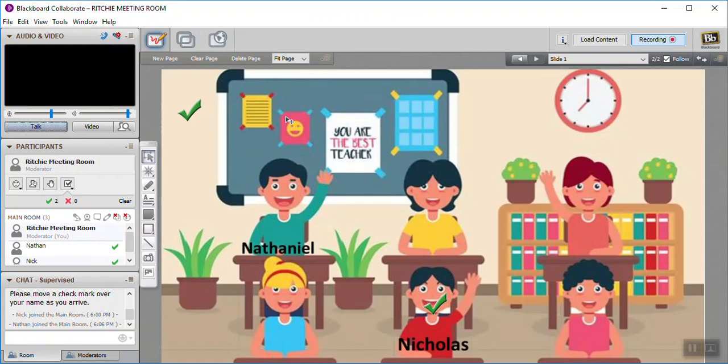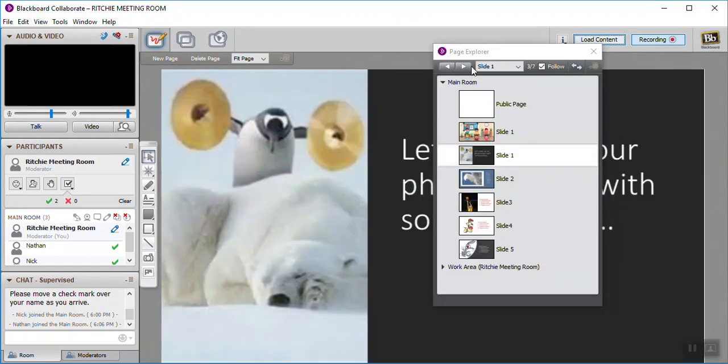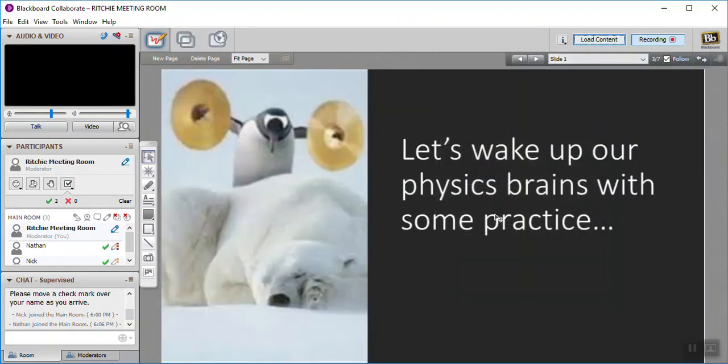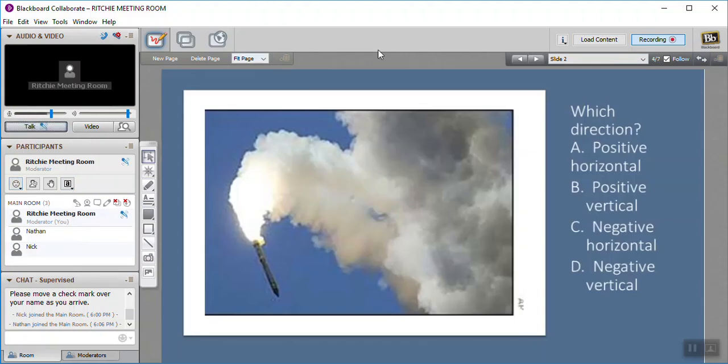Okay, so let's go ahead and start doing a warm-up so that we could get our physics brains working. We're waking up our physics brain with some practice on positive direction or negative direction. So which direction is the rocket going? Positive horizontal, positive vertical, negative horizontal, or negative vertical? Press A, B, C, or D.